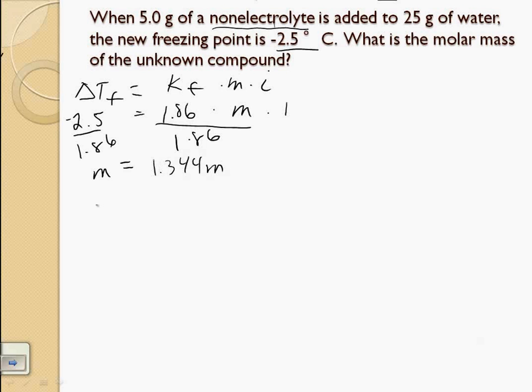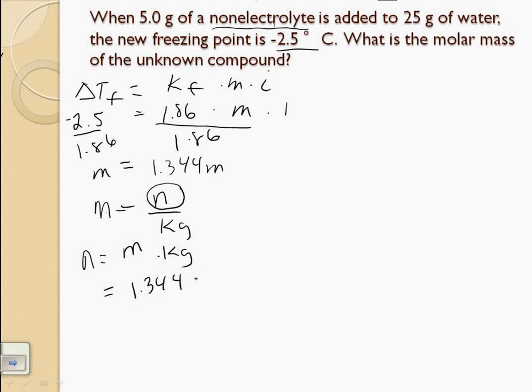Okay, so molality is moles over kilograms of solvent. In order to get molar mass, I need to first get moles. So what we see here is molality times kilograms gives moles. So moles equals molality times kilograms. My molality is 1.344. My kilograms, the given is 25 grams here, so that's 0.025 kilograms.